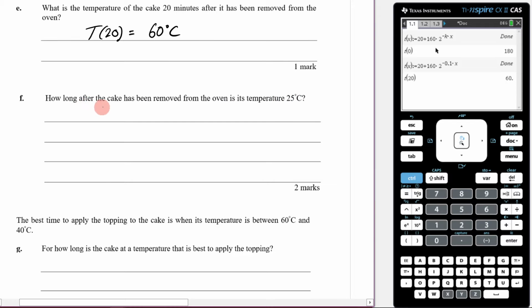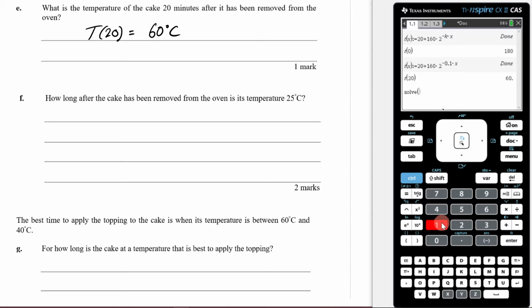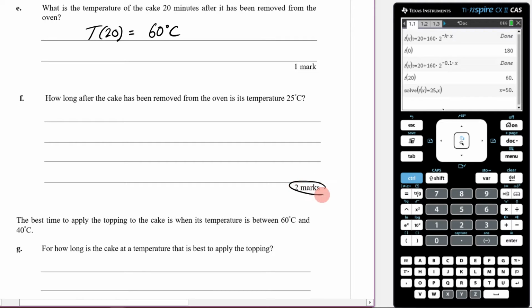Next, how long after the cake has been removed from the oven is its temperature 25 degrees Celsius? So this is a solve now. So we want to go menu 3.1. I want to type in T of X equal to 25. Solve that for X. It's going to be 50. So remember, see how this is 2 marks? So I need to make sure that I'm showing correct working here.